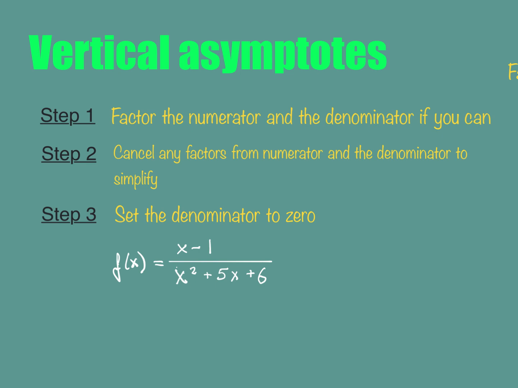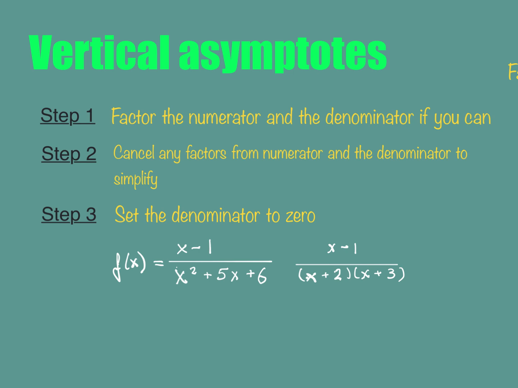So you want to first of all factor the numerator, which you can't, so we'll leave it alone. And you want to factor the denominator into 2 linear factors that will always start with x. So we'll do that, x. And this will be x plus 2 and x plus 3, because 2 times 3 will give you the 6, and 2 plus 3 will give you a 5.